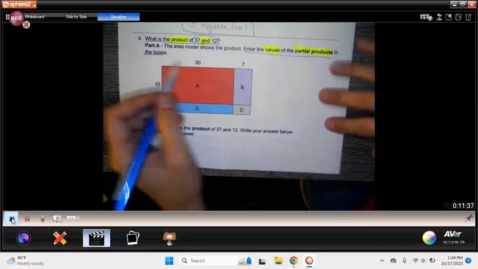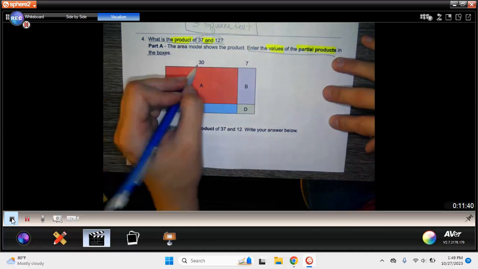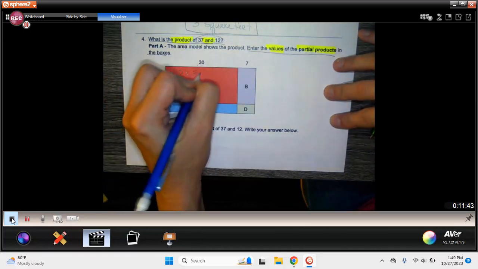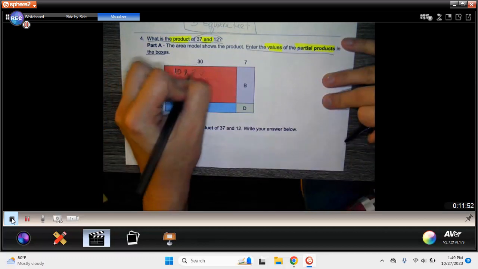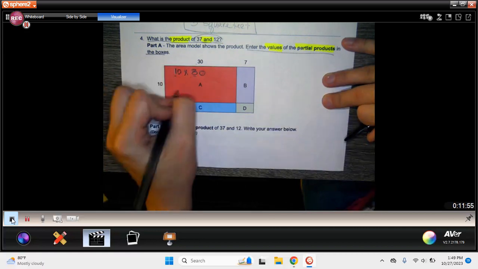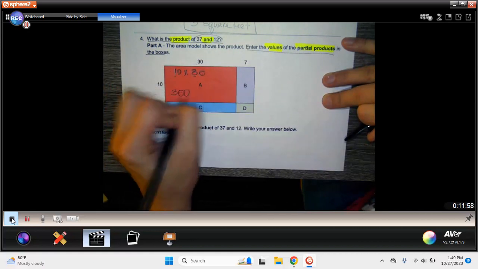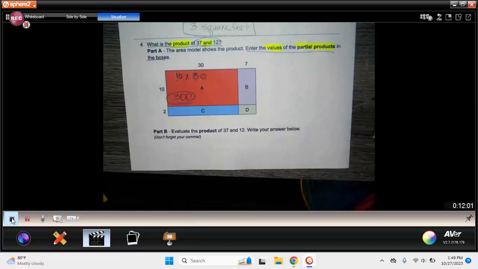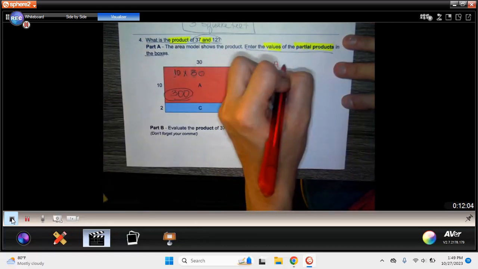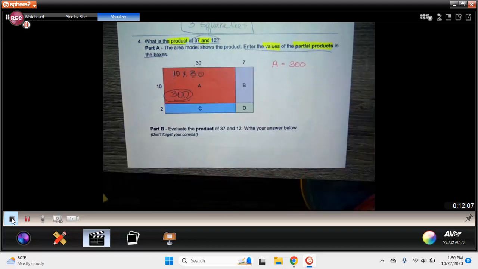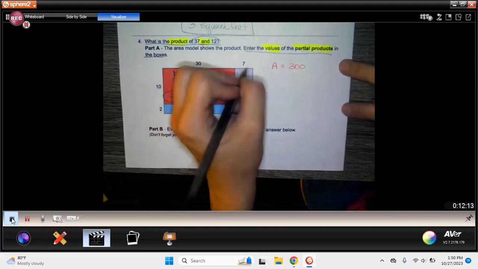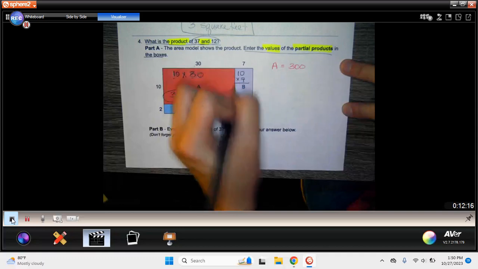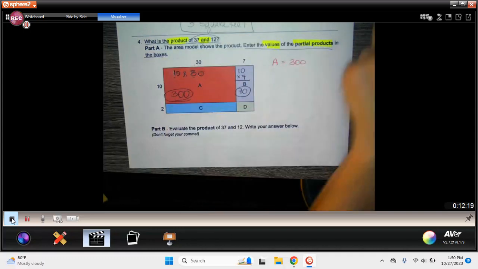So I'm going to go ahead and multiply this out. I know in here, this part, this is 10 times 30. This is not very easy to read through there. Let's find something darker. 10 times 30. We do 1 times 3 is 3, and 2 zeros, 300. So I know that A equals 300. Then I have to distribute this 10 to the 7. So 10 times 7 equals 70. So B equals 70.